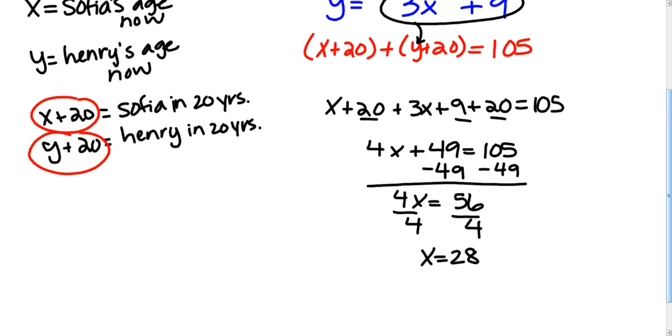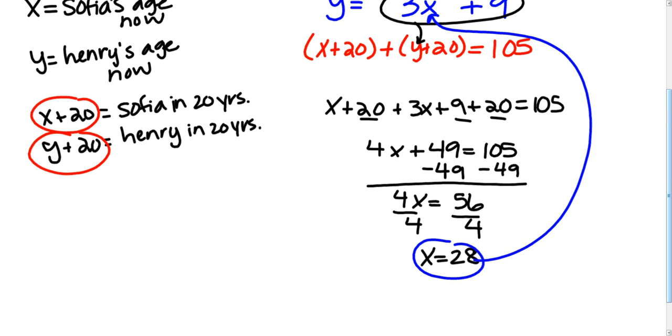Okay, so lots of people will stop right here and they will think they're done. X stands for Sophia's age now, but the question it asked us is how old is Henry now? Henry is Y, so that means that I need to go ahead and plug it in. And so if I take this 28 and I plug it in right there, then Henry, which is Y, would be 3 times 28.